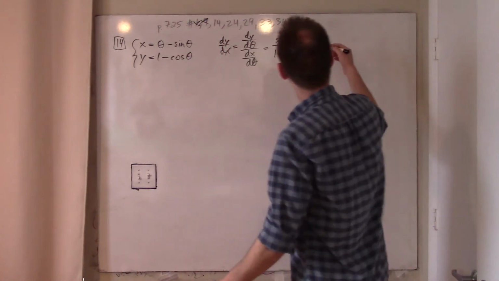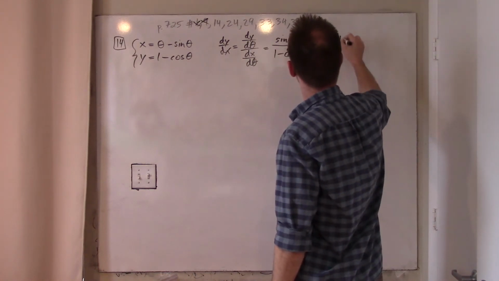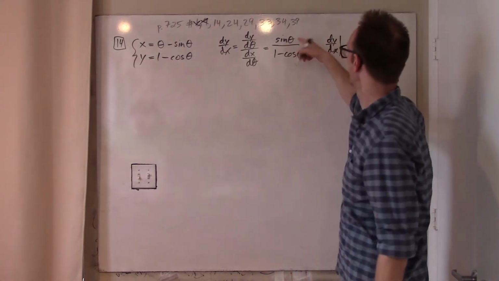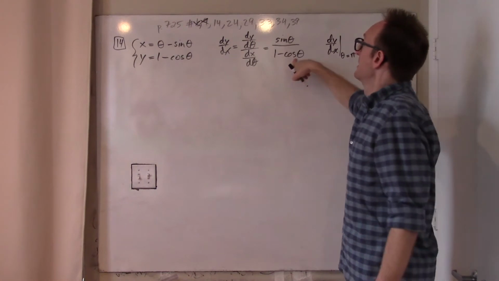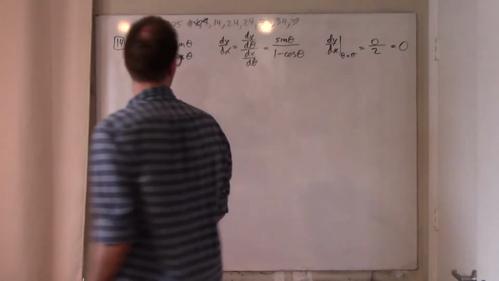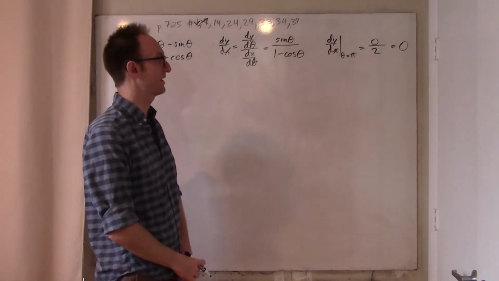There's my formula. And specifically, they then asked what is dy dx at theta equals pi. So I just plugged pi in here. Well, sine of pi is just 0. Cosine of pi is negative 1, so the denominator is 2, and so that's just 0. In other words, there is a horizontal tangent at theta equals pi.